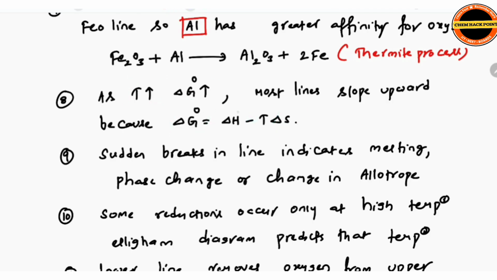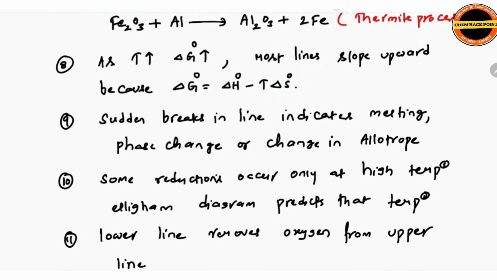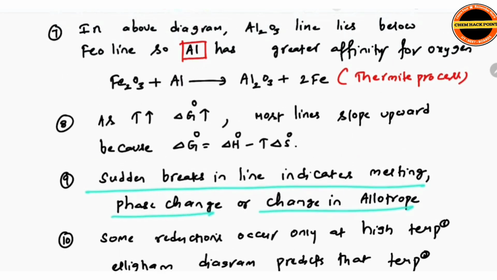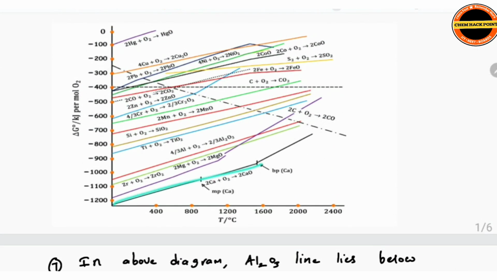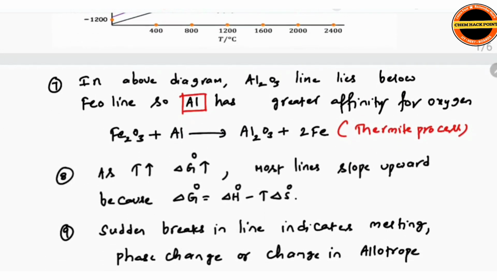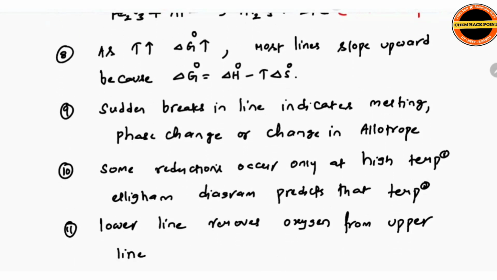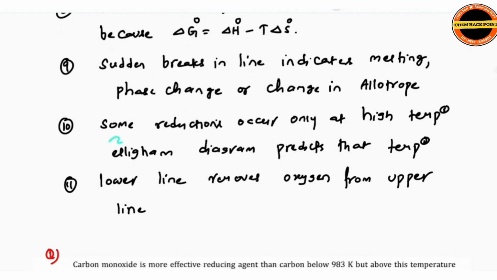Here you can specify all are standard state. Delta G naught increases, that's why delta G naught is increasing. So keep in mind, delta S is negative here. Sudden breaks in the line indicate melting, phase change or change in allotropes. See here, a sudden break or sudden diversion of the line. Those points are melting points, phase changes, changes in allotrope, like that.